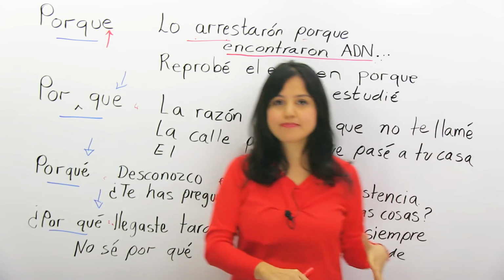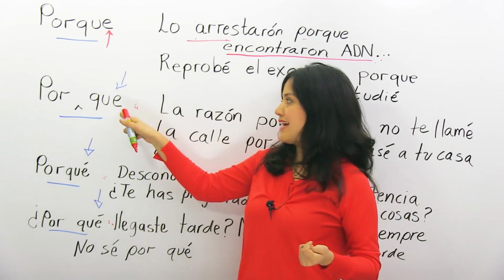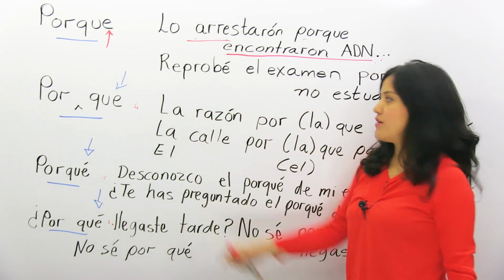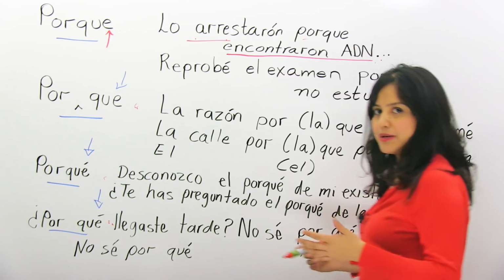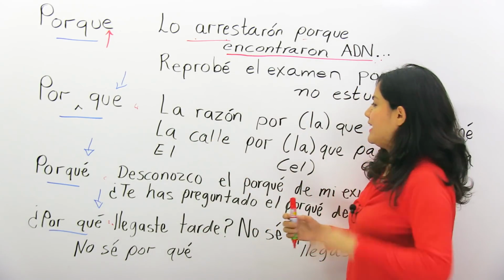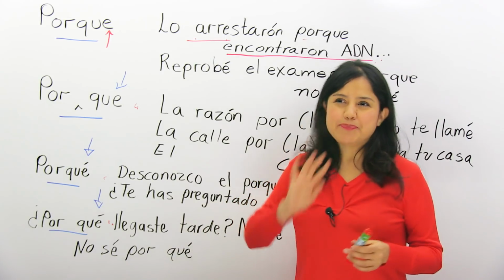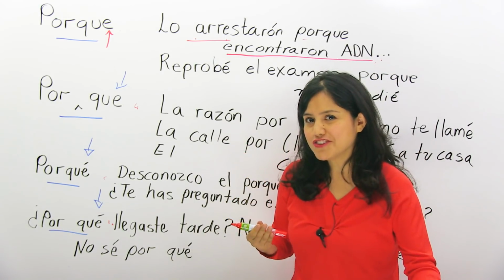Muy bien. La siguiente es por espacio que sin acento. Por space que without the accent mark. Acento, they also call it tilde, ¿correcto? But I like to say acento. That's how I learned it all my life. And I'm saying this is a tricky one because really, you're going to see that you can use it, but you don't have to.